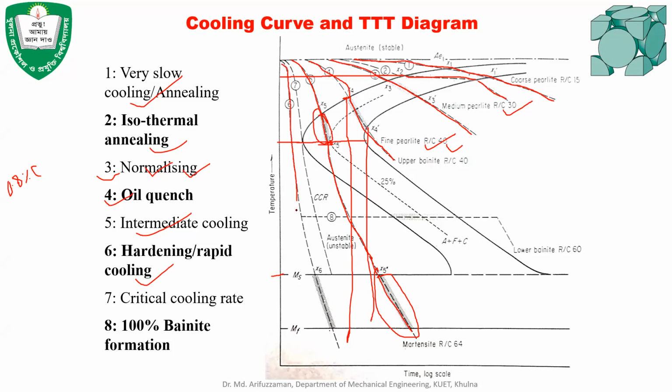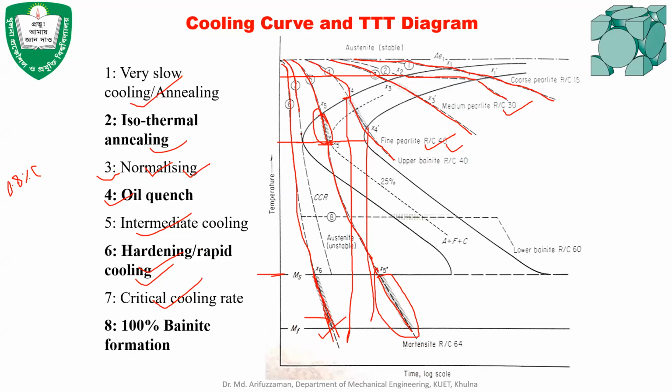And when the cooling rate is number 6, or the hardening cooling rate, at this cooling rate, 100% martensite will be produced. That is, no transformation will occur from this to that, and at this temperature the transformation will occur, and full martensite will be produced, and that is called hardening. And this number 7 is the critical cooling rate. We talked about this critical cooling rate when we studied hardening.